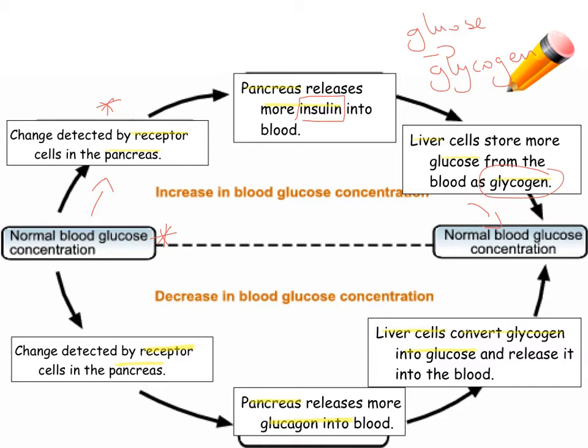But what happens if you haven't eaten a meal for a long time? Well, of course, your blood glucose levels are going to start to decrease. And in the same way, when that happens, that change is detected by receptor cells in the pancreas. And this time, the pancreas releases glucagon.